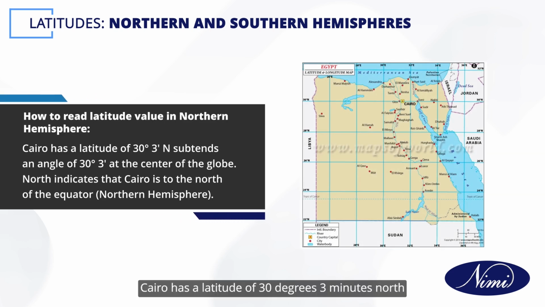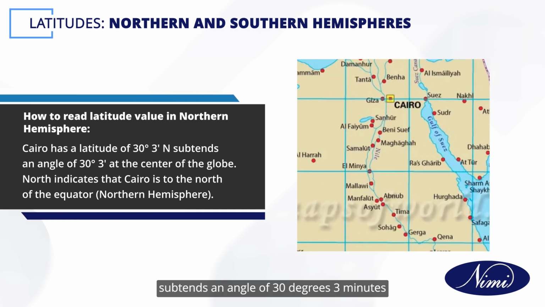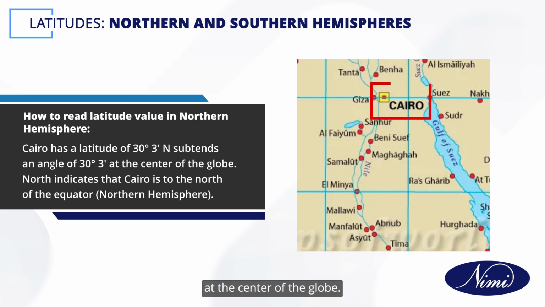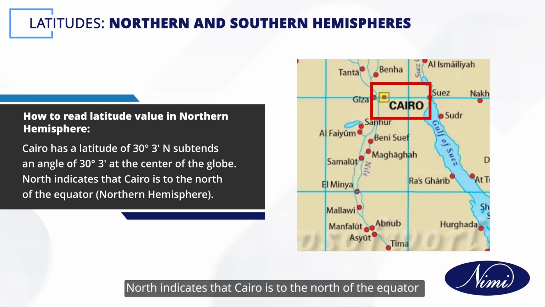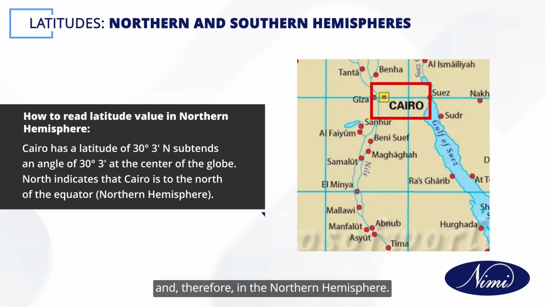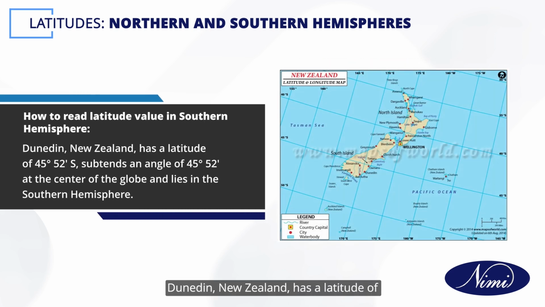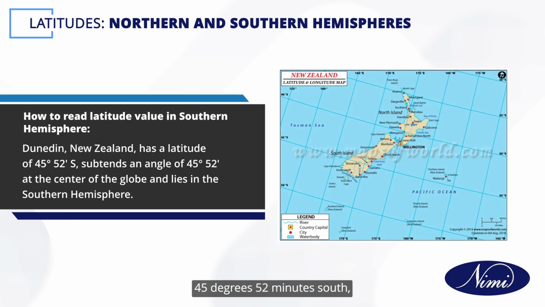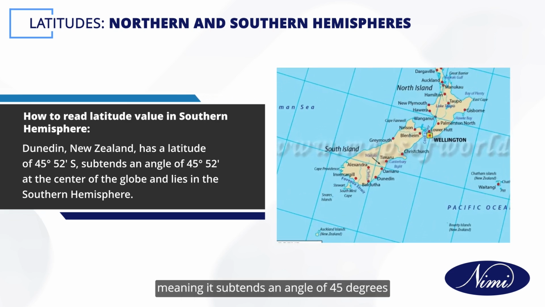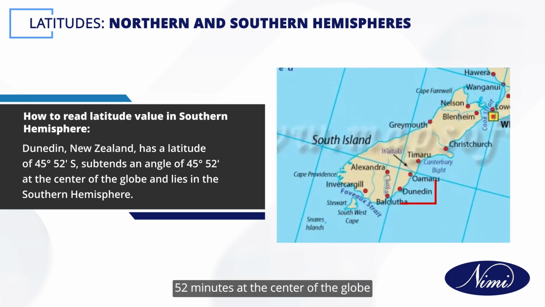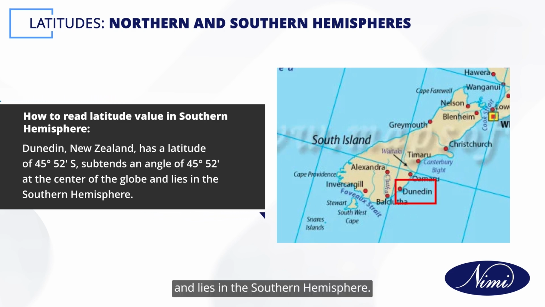Cairo has a latitude of 30 degrees 3 minutes north, which subtends an angle of 30 degrees 3 minutes at the center of the globe. North indicates that Cairo is to the north of the equator and therefore in the northern hemisphere. Dunedin, New Zealand has a latitude of 45 degrees 52 minutes south, meaning it subtends an angle of 45 degrees 52 minutes at the center of the globe and lies in the southern hemisphere.